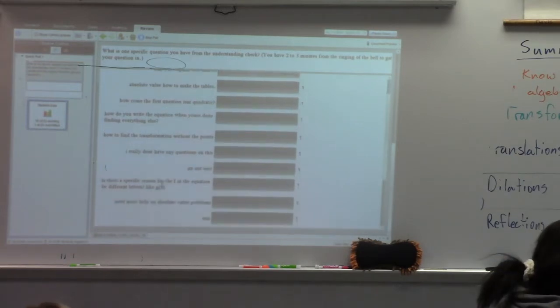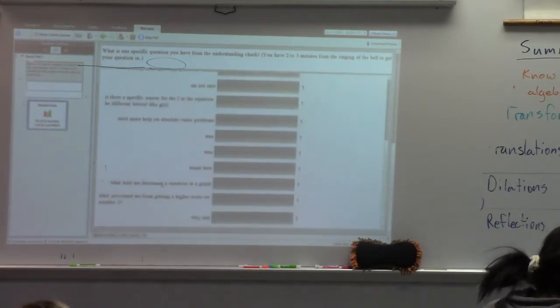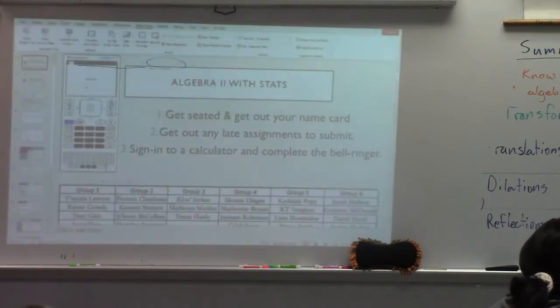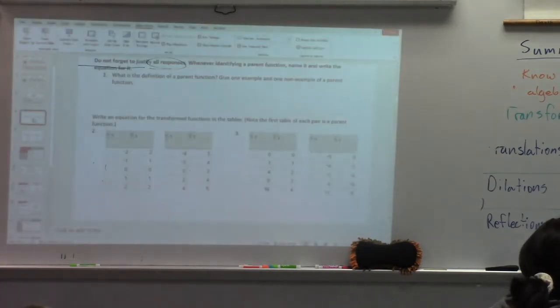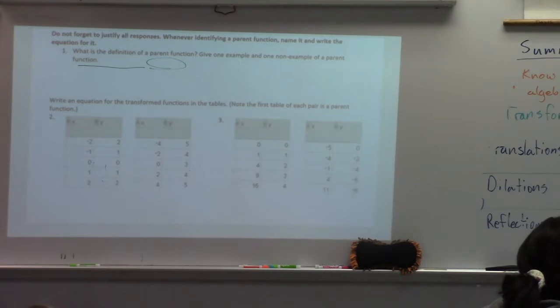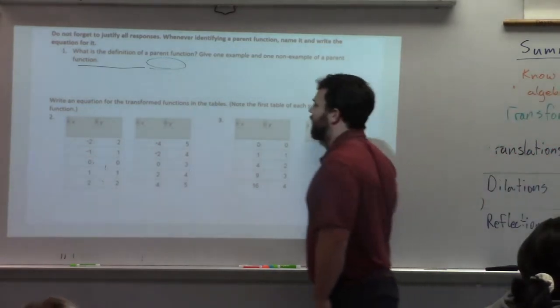Alright, that's a good question. So absolute value is there. How do I get a higher score on number 1? Okay, so I'll come back and check this in a second. One thing to be aware of here with number 1: what is the definition of a parent function? There's a couple of things that you need to be aware of.